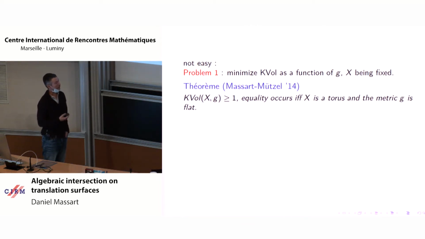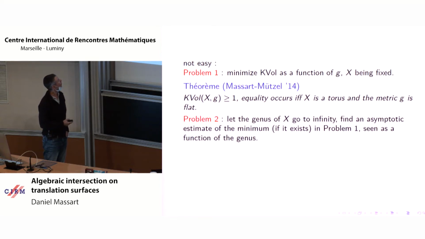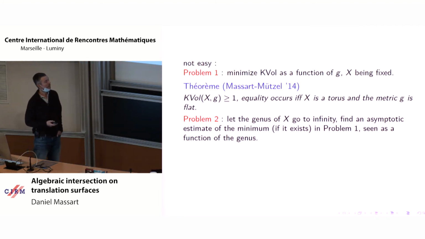And now the question would be, let's fix some genus, say 2, and can we find the minimum? And then, assuming we have found the minimum for all genus, could we find an asymptotic estimate of the minimum as a function of the genus when the genus goes to infinity? And of course, our secret hope would be that it would behave more or less like the systolic volume, which is in genus over log squared of the genus.